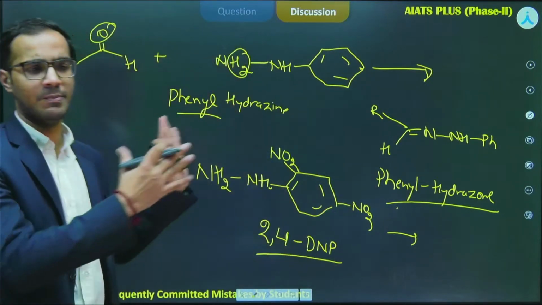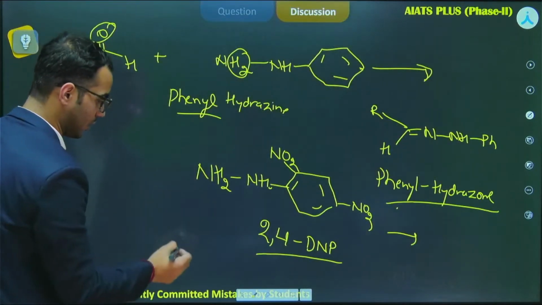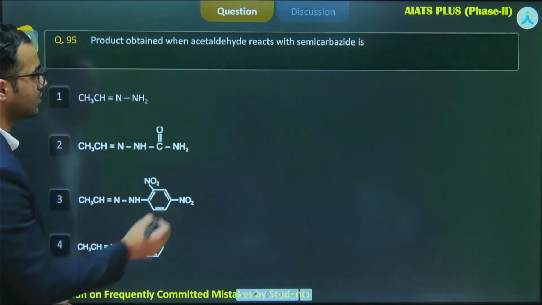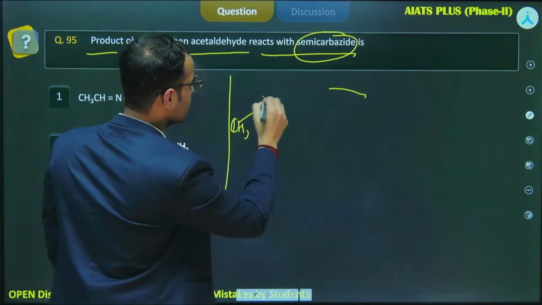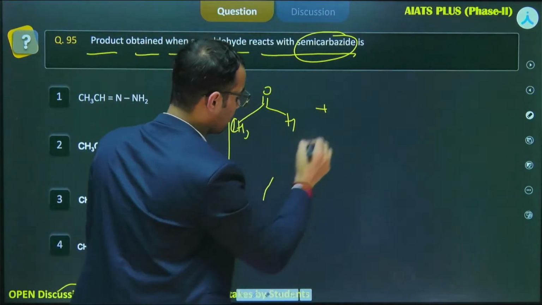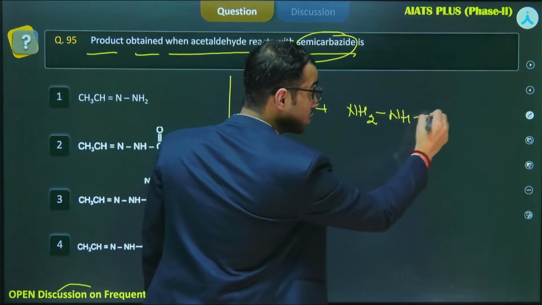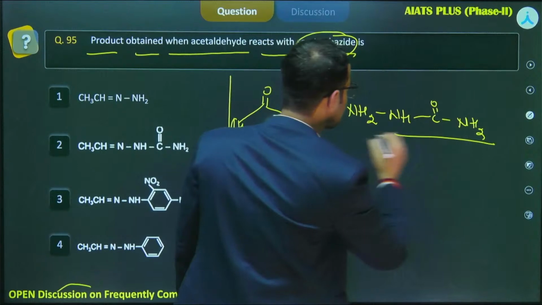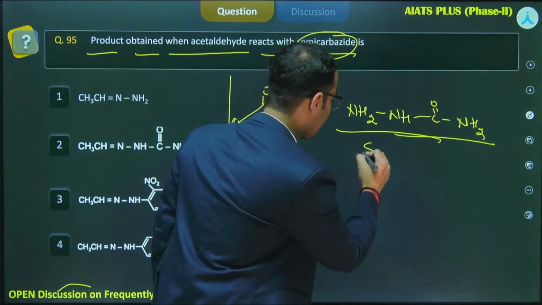Let us move to the semicarbazide portion so that it can be more clear to you. This is the reaction. Acetaldehyde means CH3-CH double bond O, semicarbazide. It means you have to take NH2, NH, C double bond O and NH2. This is semicarbazide.